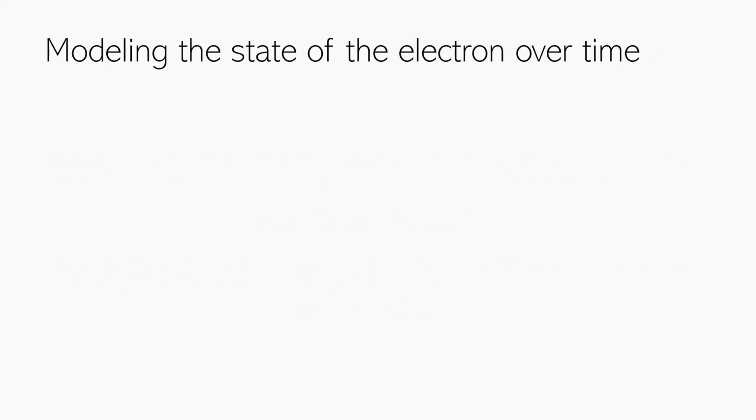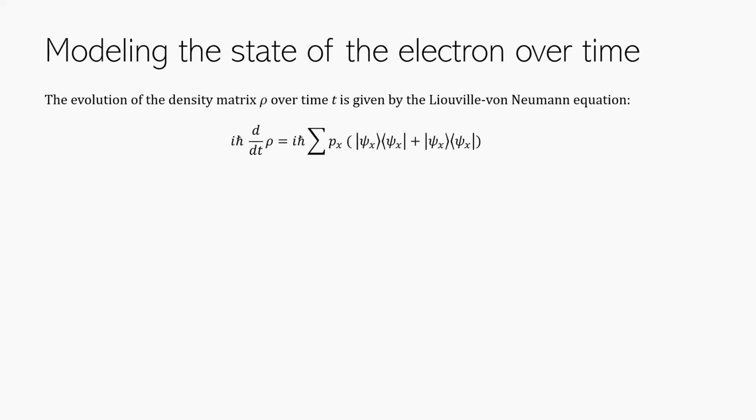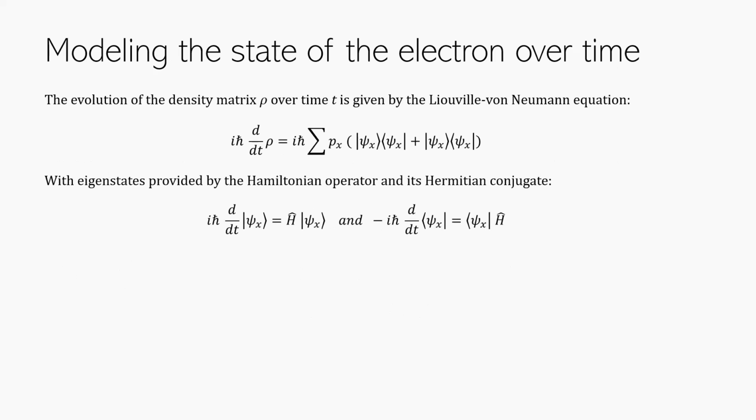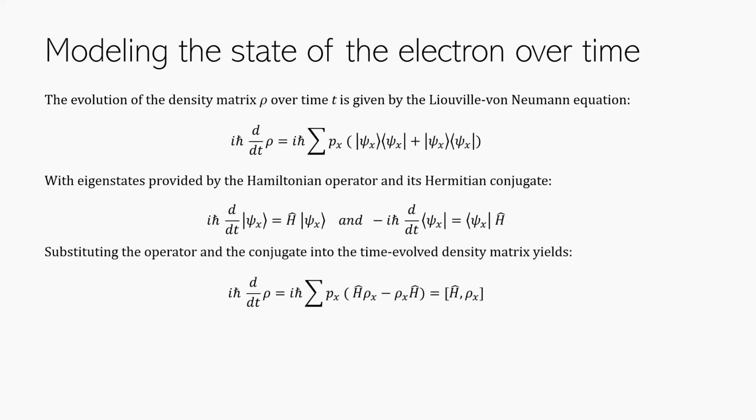And now we can model the state of the electron over time. The evolution of the density matrix rho is given by this Liouville-von Neumann equation, with eigenstates provided by the Hamiltonian operator and its Hermitian conjugate. So we can substitute the operator and the conjugate into the time-evolved density matrix, and that yields a probability for each inner product of the Hamiltonian and each pure state. And the sum of these complex valued probability densities tells us how the density matrix is changing over time.